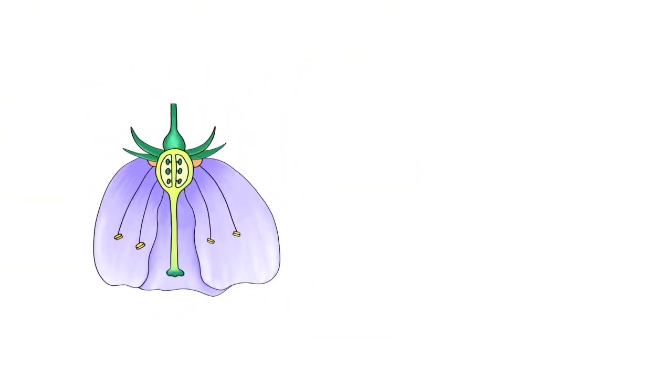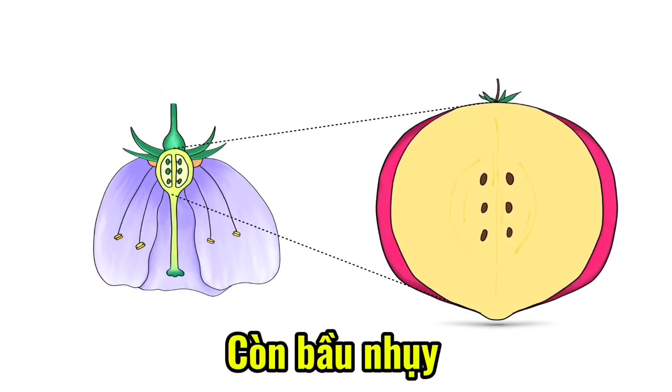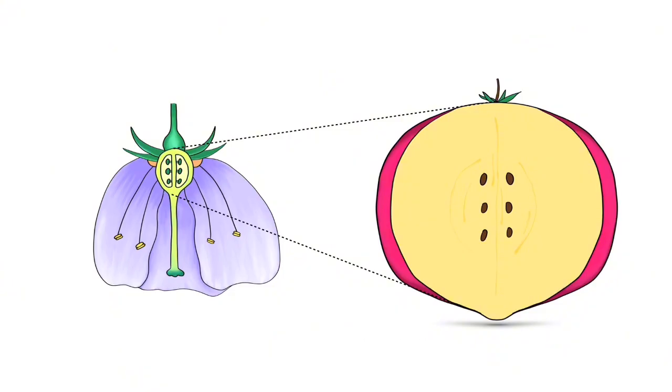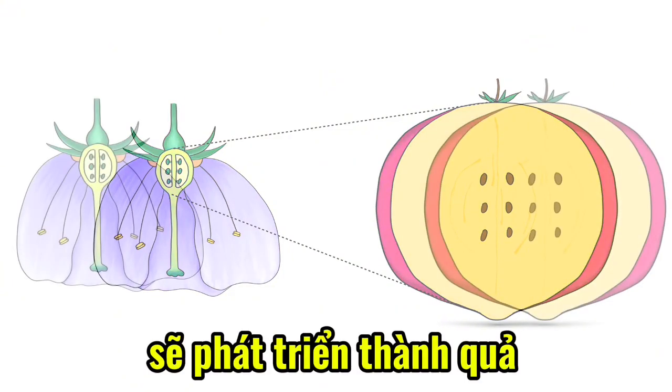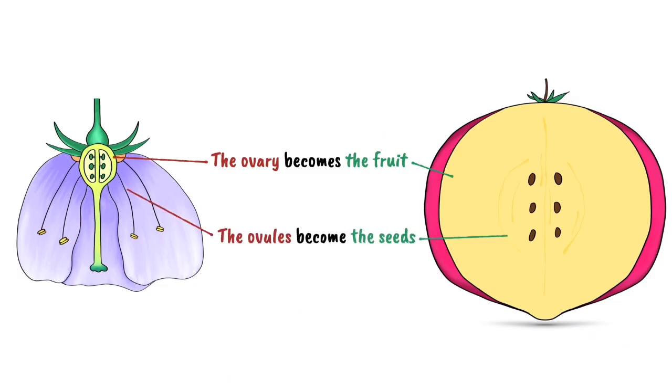While the ovule develops into the seed, the ovary develops into the fruit. Side by side, it's easy to compare the structures at each stage, with the flower's ovary becoming the fruit with seeds inside.